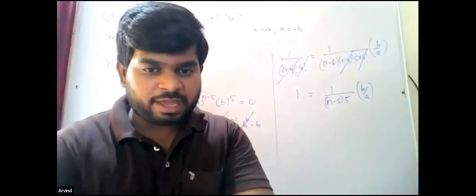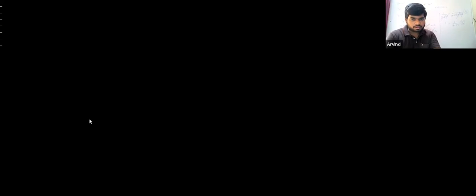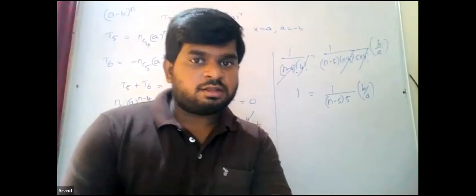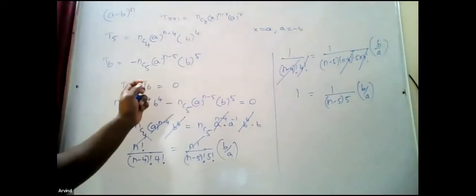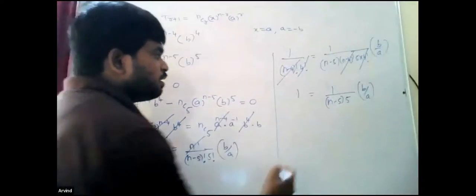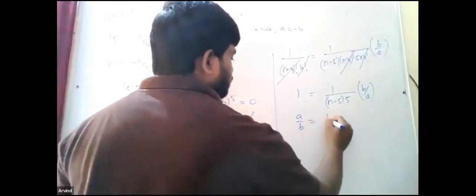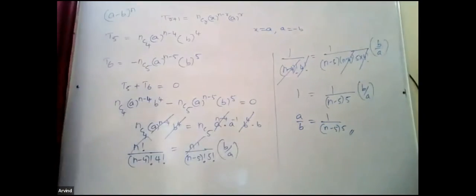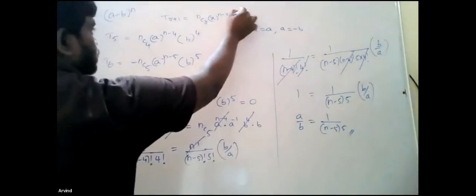I guess you need b by a. Or if it is a by b, we'll send it to the other side. Okay, we need a by b. Let me send it this side: a by b, which is equal to 1 divided by n minus 5. Okay, it's very simple. This you have to remember.